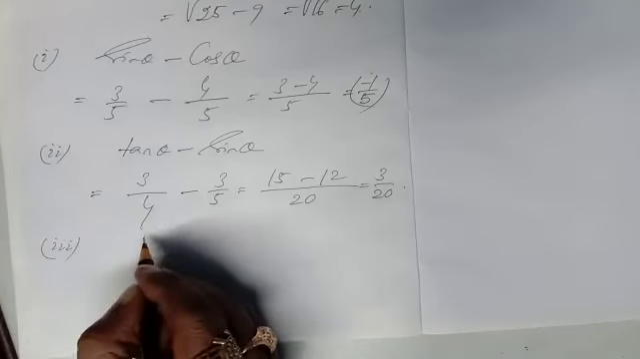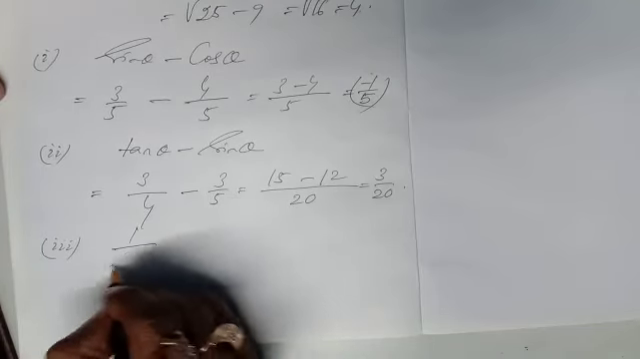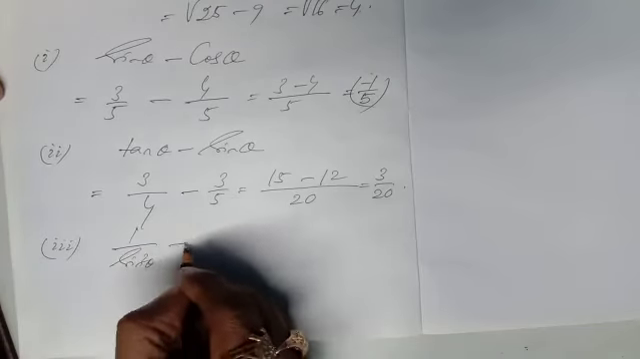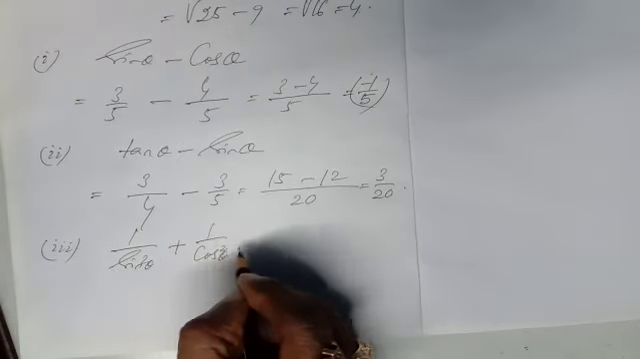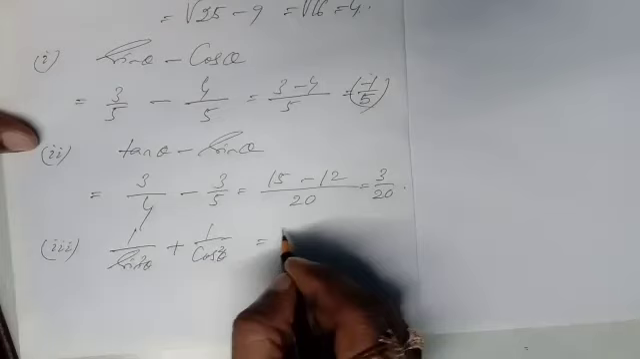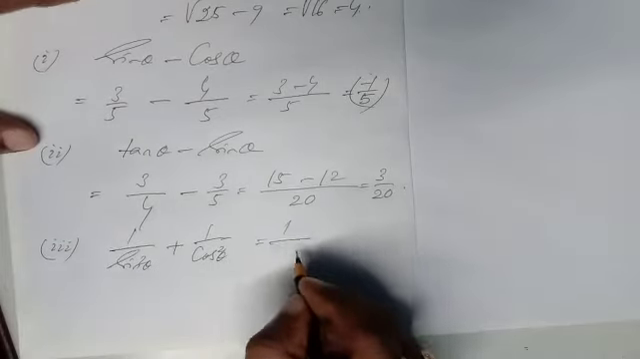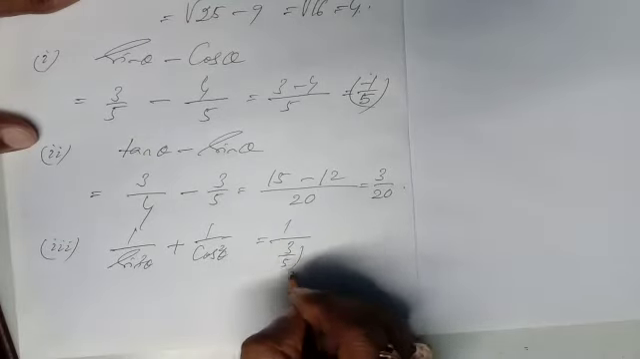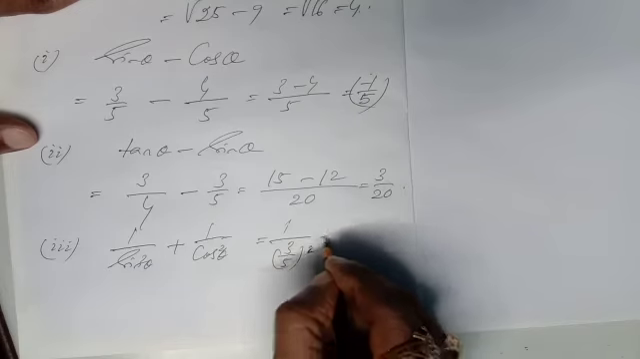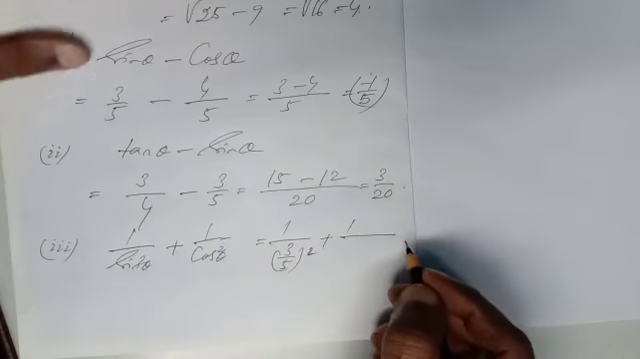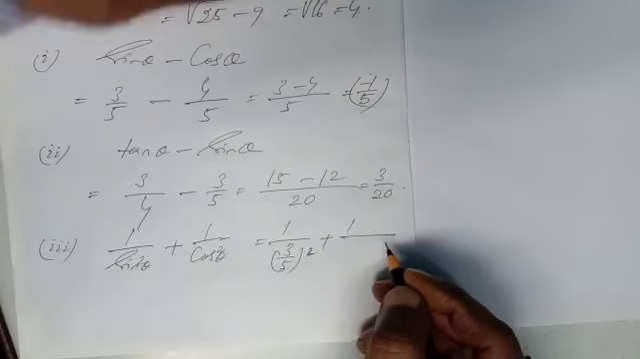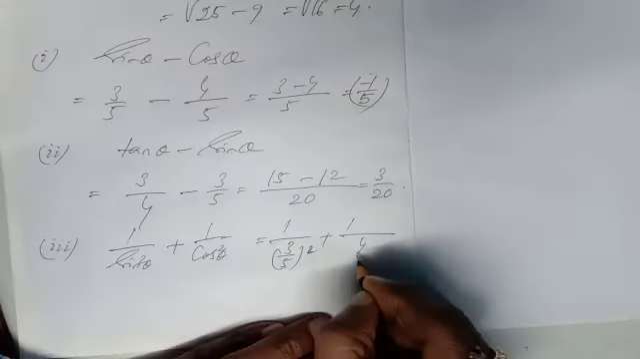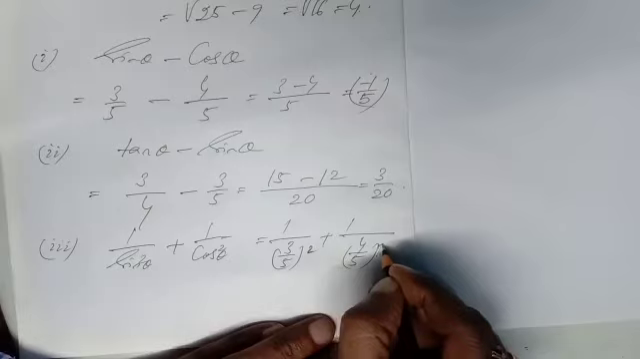Okay. Let us go to the third part. The third part question is given: 1 by sin square theta plus 1 by cos square theta. Sin theta value is given 3 by 5, that means 1 by 3 by 5 whole square, plus 1 by cos square. Cos theta you got 4 by 5, that is B by H, that is 4 by 5 whole square.